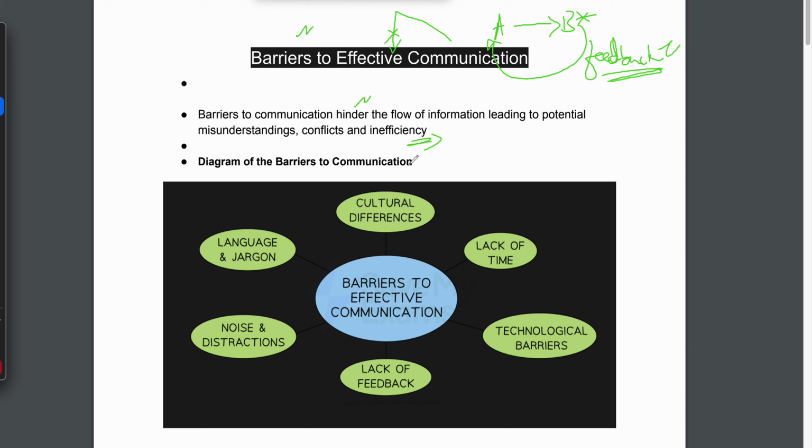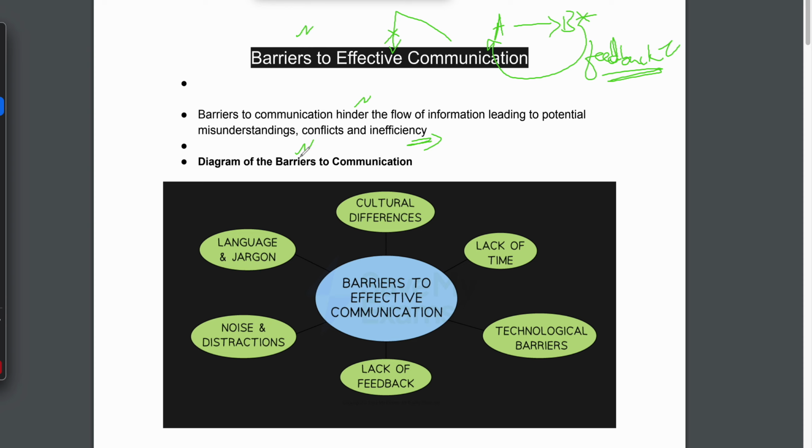So this diagram depicts about 6 of them, but there are more than this, but we're just going to be sticking to this for the meantime. And even if you want to go ahead and research some others, you'll have a general idea of what we call barriers to effective communication.